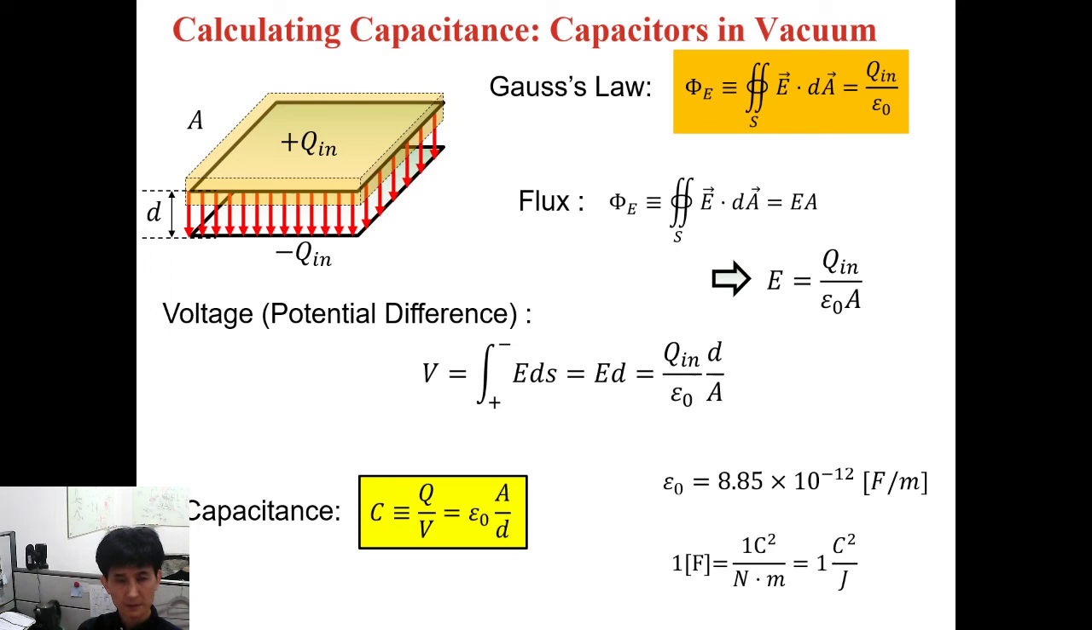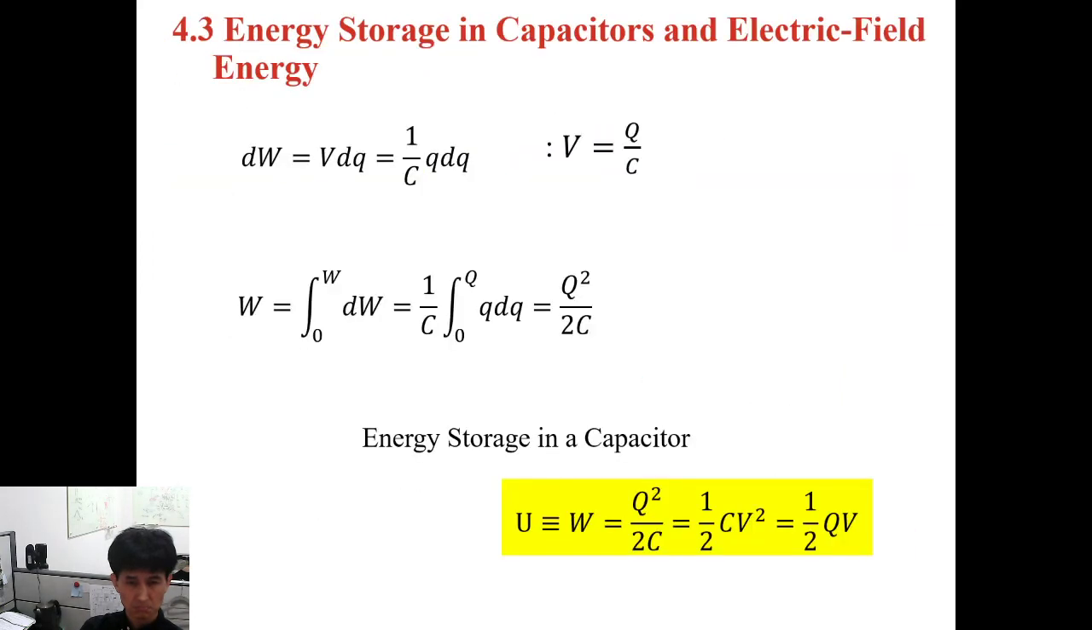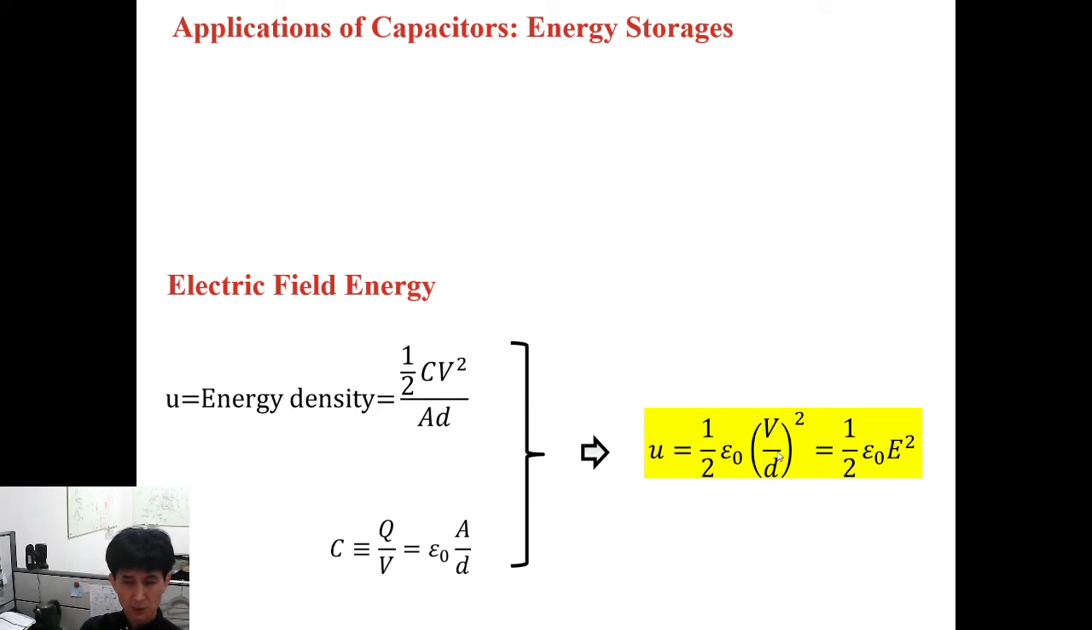For two parallel plates, voltage is electric field times D, because the electric field within these two plates is constant, so voltage is just electric field times D. So voltage over D is the electric field, because voltage is electric field times D. So we can have an expression of energy density equal to 1 over 2 epsilon 0 electric field squared.